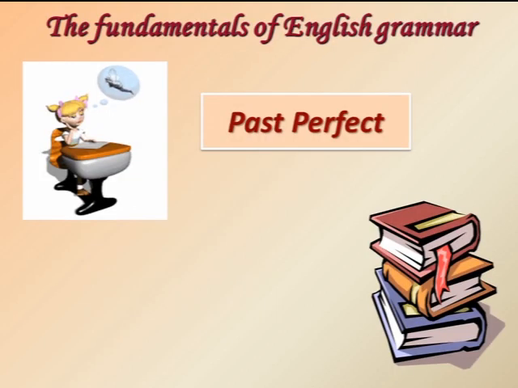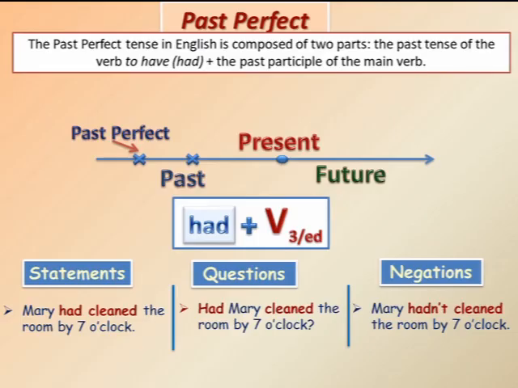Let's get acquainted with the fundamentals of English grammar. First, past perfect. How do we form it? The past perfect tense in English is composed of two parts: the past tense of the verb to have, that is had, plus the past participle of the main verb. For example, Mary had cleaned the room by 7 o'clock. And question form, had Mary cleaned the room by 7 o'clock? In negations, Mary hadn't cleaned the room by 7 o'clock.